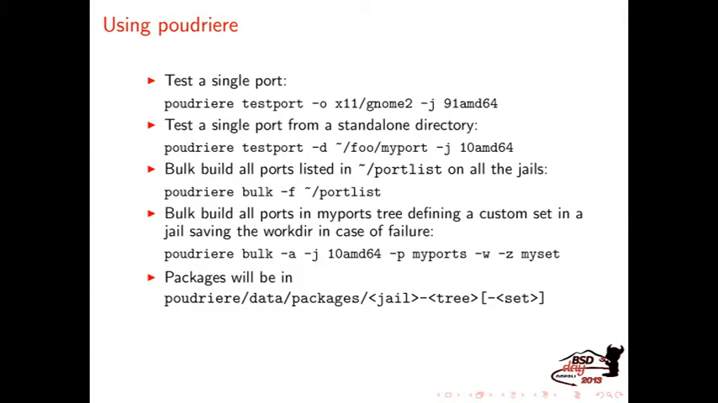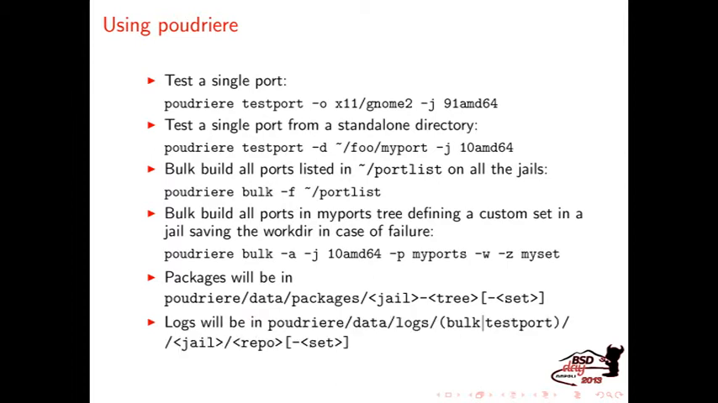After a successful build, packages can be found in this directory. Here, the Poudriere path is to be read as relative to where Poudriere is configured as its base path in the configuration file, which we showed you shortly. And we can find the ports package trees in this directory. The set part is only defined if you define the set. And log files will be in this directory, under bulk or test port, depending on which form of the command you have been using. One note: in case of test port, you will find only the tested port, not the dependencies.